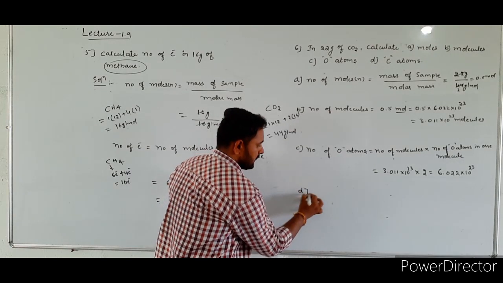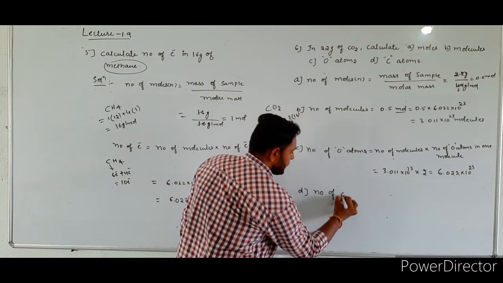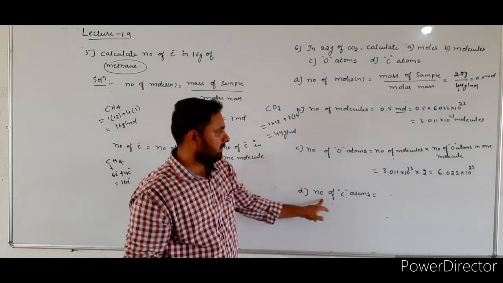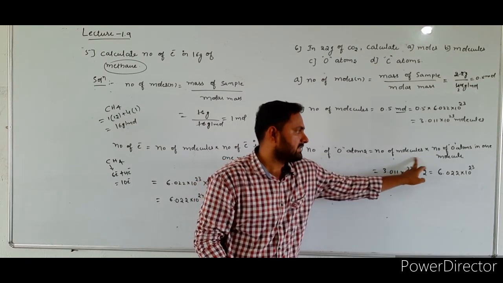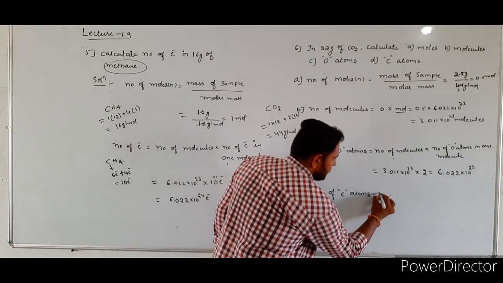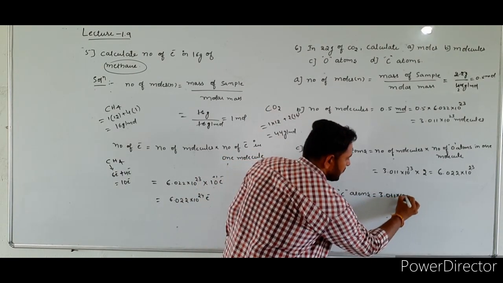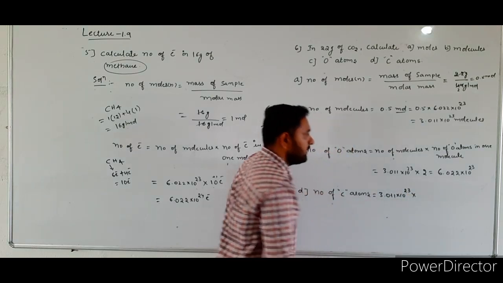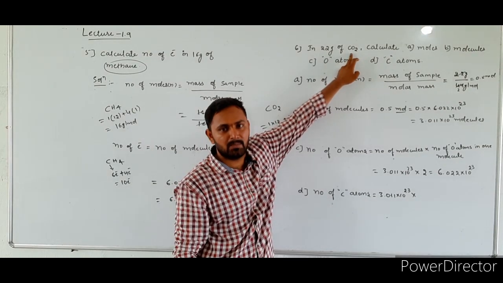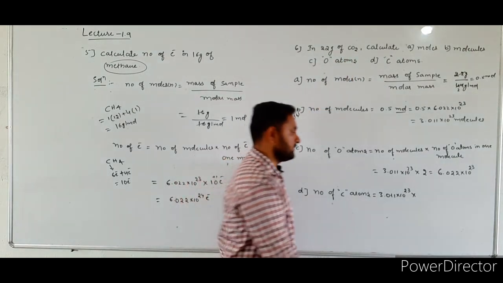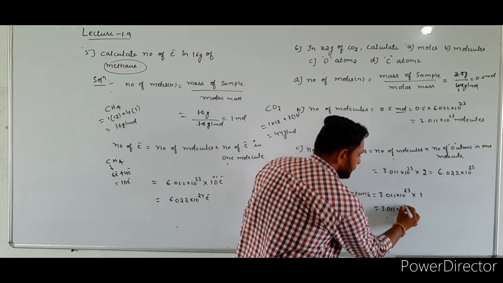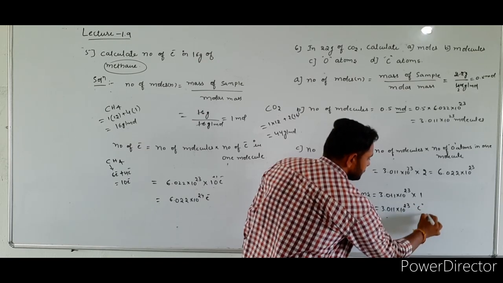Next, D. Number of carbon atoms. Similar. The number of carbon atoms is equal to number of molecules into number of carbon atoms in one molecule. How many molecules are there? There are 3.011 into 10 power 23 molecules. Then how many carbon atoms are present in one molecule? There is only 1 carbon atom. So you multiply with 1. You will get 3.011 into 10 power 23 carbon atoms present.